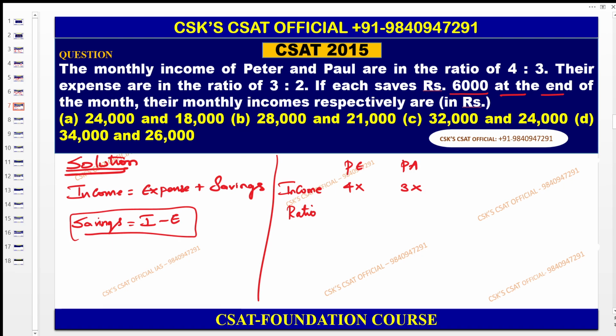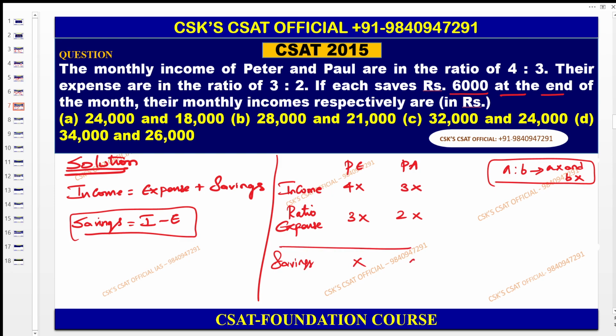If you are taking A and B, that is also fine. If A is to B, you will take it as AX and BX, if it is in the ratio. The same thing we are doing here with the ratio for the expense: 3x, 2x. So the savings in both cases are x and x. Now you know the savings here, so x is equal to 6,000.